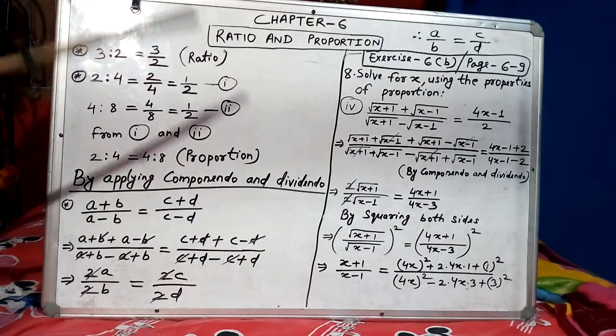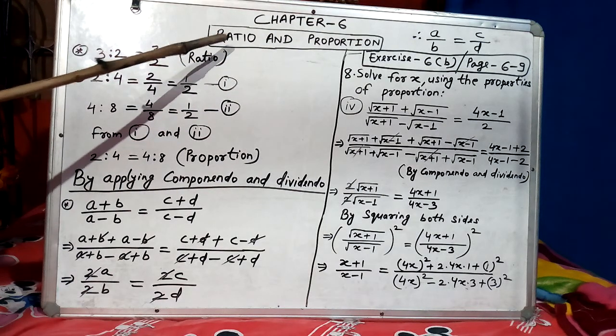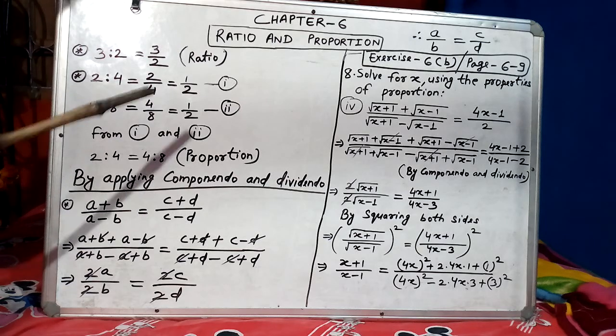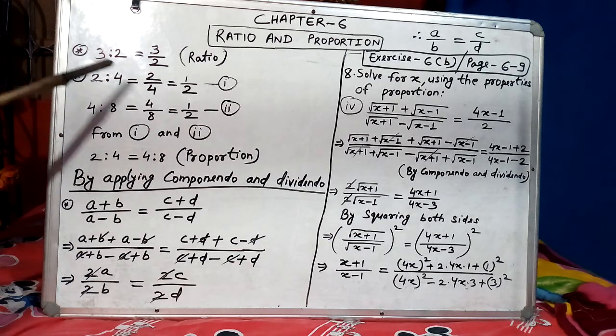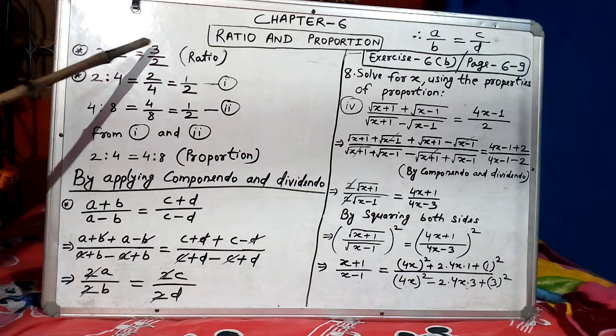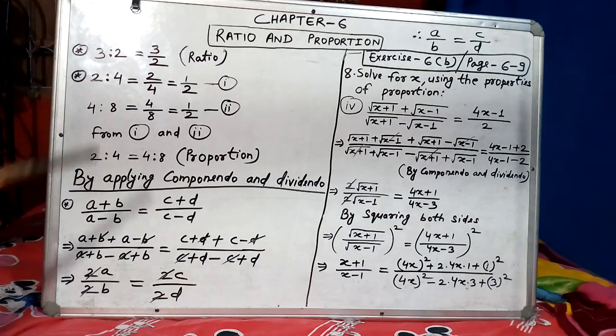Children, today we are going to learn chapter 6, and the name of the chapter is Ratio and Proportion. Let me explain what is ratio and proportion. Suppose if I write 3:2, then we can express 3:2 as 3/2. Such expressions are called ratio.